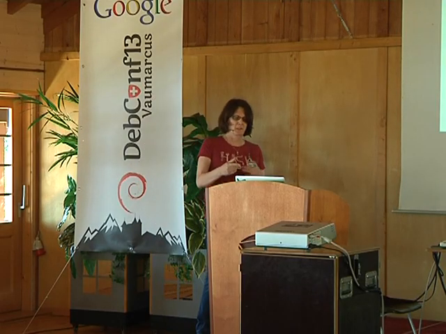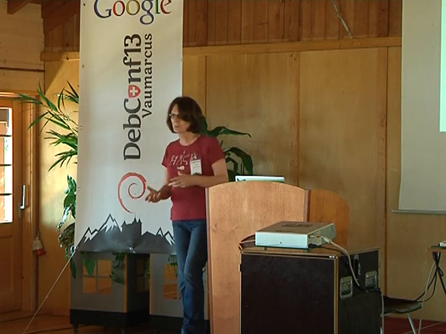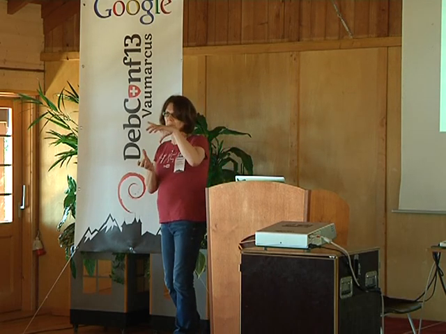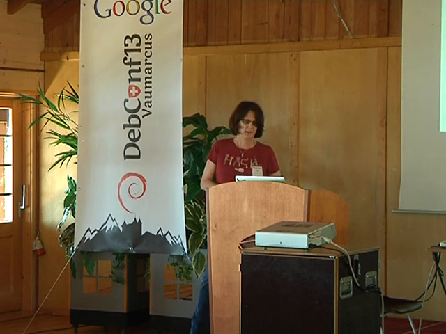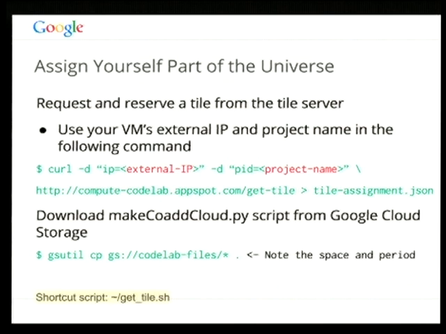So both of those steps are actually using Google Cloud Storage. One pulls down this URL of files, and one gets the files you need to run the next step. Again, there's a shortcut at the bottom there, twiddle/get_tile.sh. You can run that, and that will give you the tile assignment.